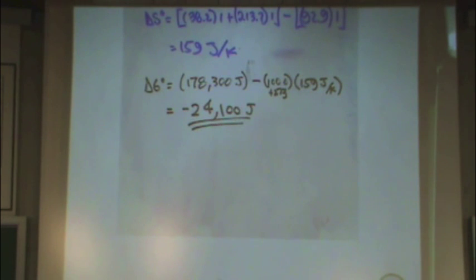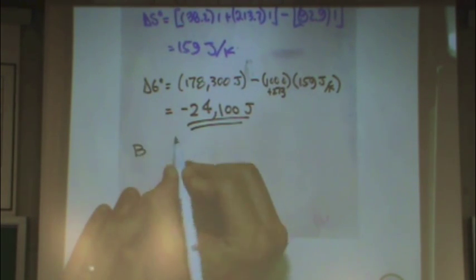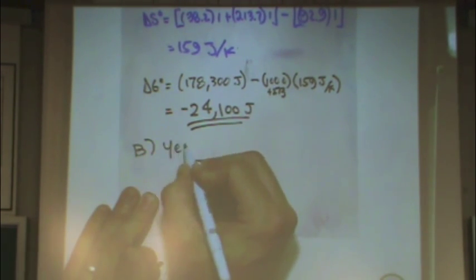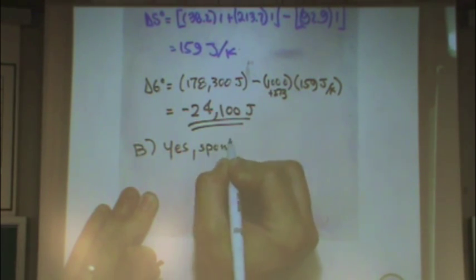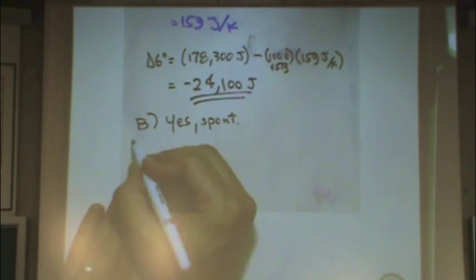Part B, at standard state, is this spontaneous? Yes. How did you know that? Yes, it's spontaneous. Why? Because it's a negative number. That's what negative delta G means.